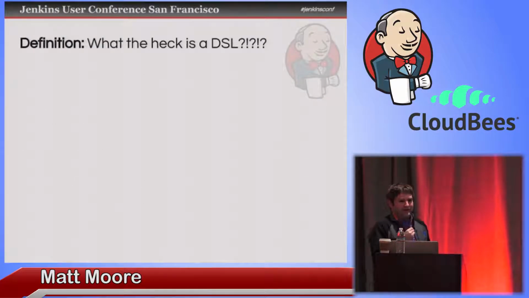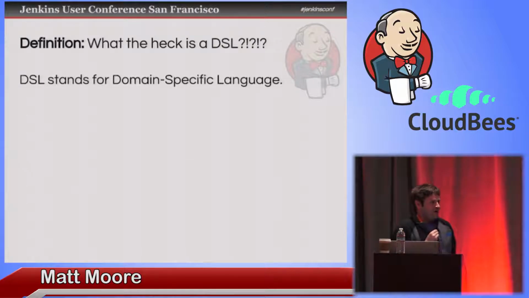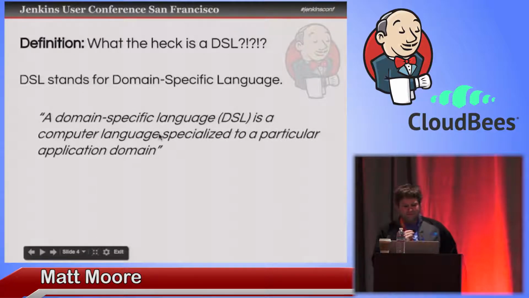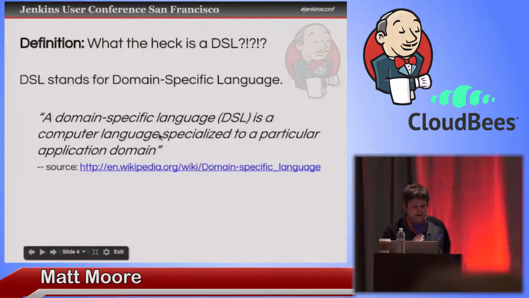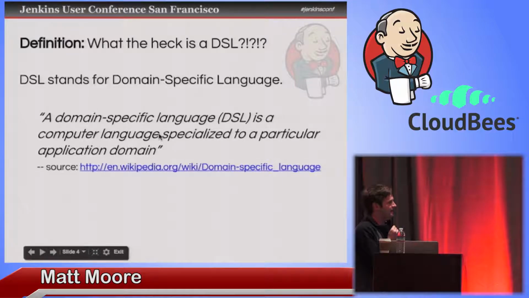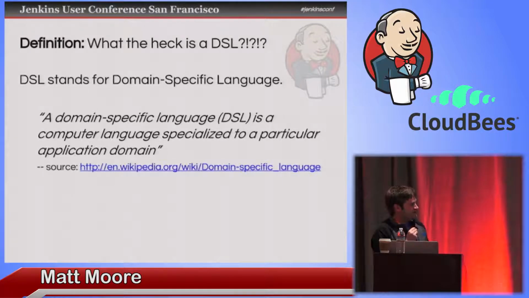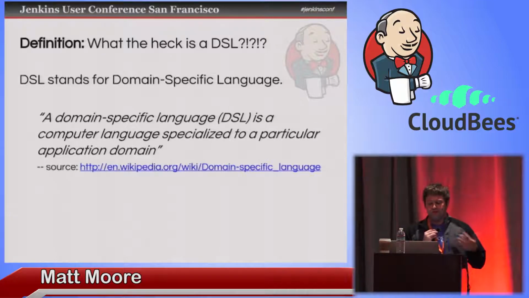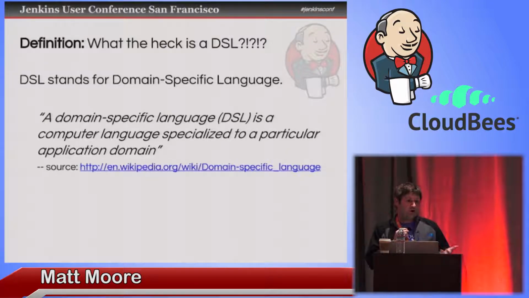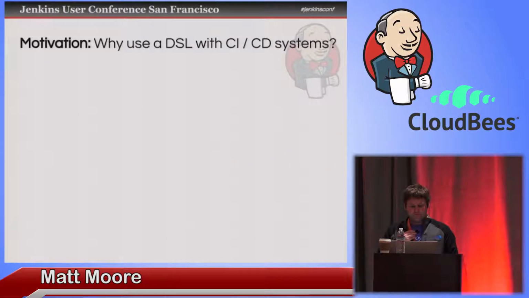So first, some of you might be wondering, what the heck is a DSL? DSL stands for domain-specific language, and Wikipedia defines it as a computer language specialized to a particular application domain. So in this case, we're talking about a programming language for Jenkins.